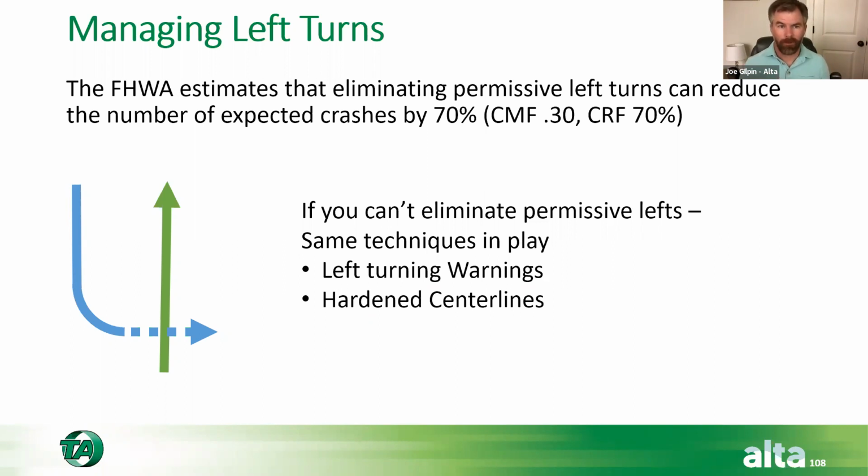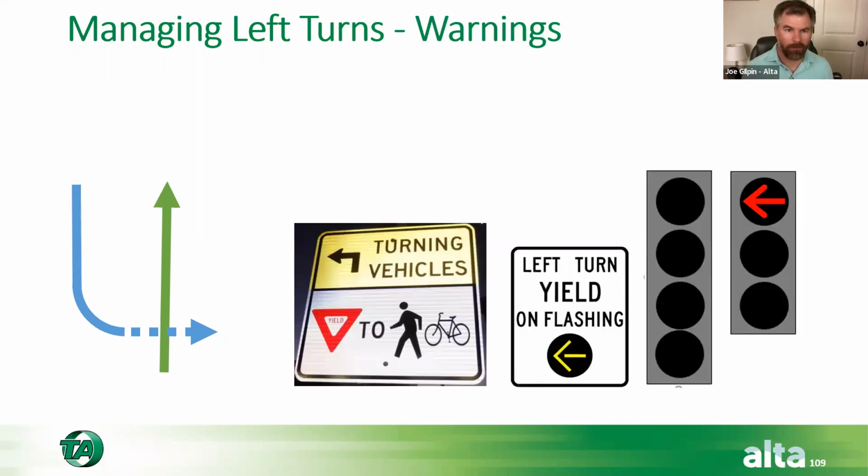Now, if we can't get rid of permissive lefts, if we can go protected permissive, that's better than just plain protected or permissive only. But there are a couple of things that we can do from a bicycle standpoint that kind of parallel some of the things that we can do from a pedestrian standpoint. And those are to put up additional signs, try to have devices like flashing yellow arrow that are going to add a little bit more awareness. I think flashing yellow arrow reduces crashes by 15 to 25% in some of the studies that have been done on that. So that can be good.